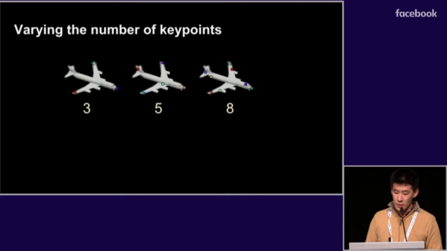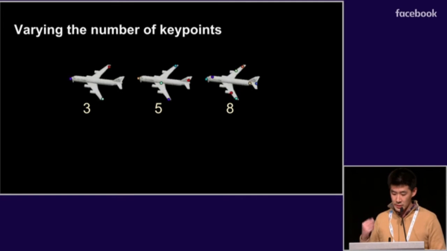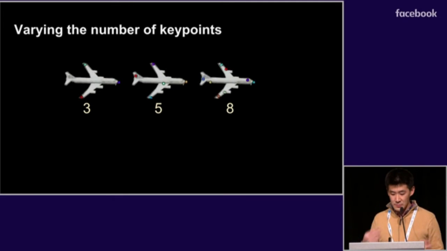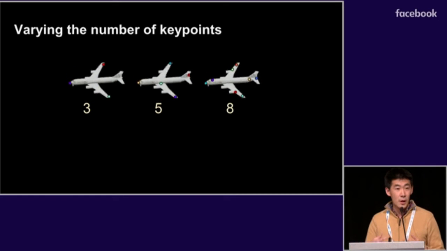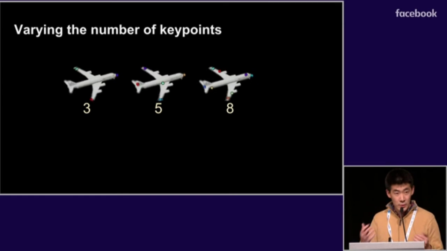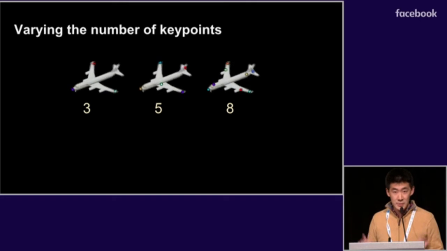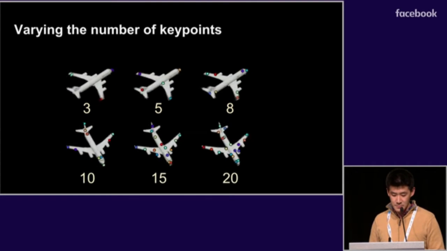And here we want to see what would happen if we vary the number of key points. The network is very sensible here, and it starts by discovering the most prominent components, such as the head and the wings, and then gradually tracks more parts as the number increases.